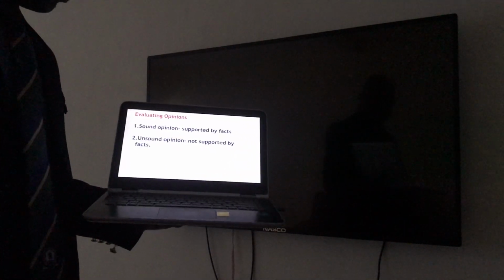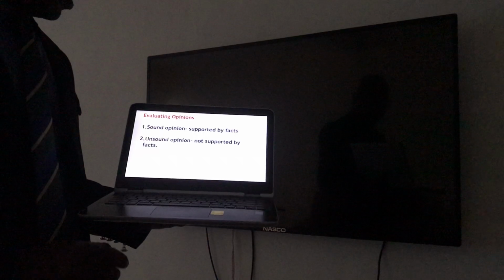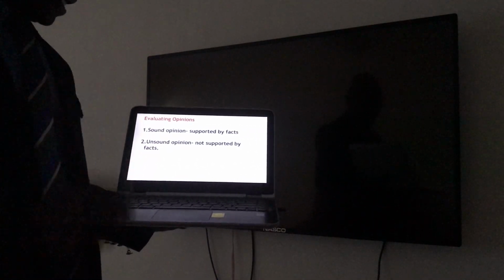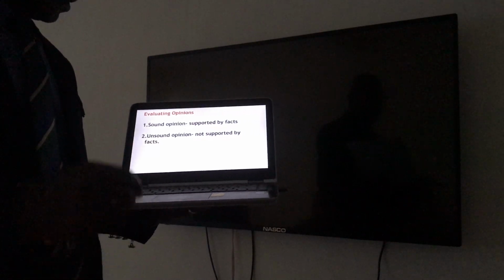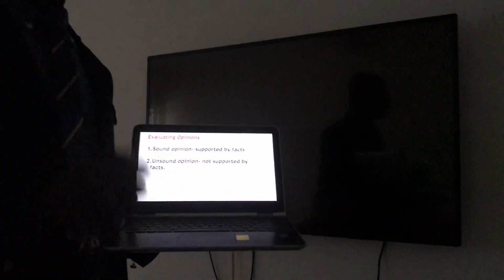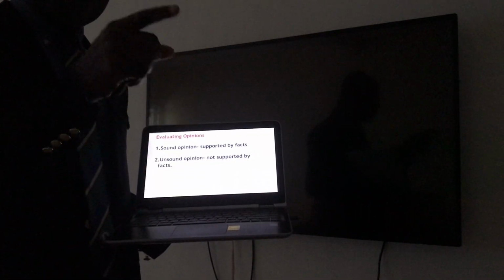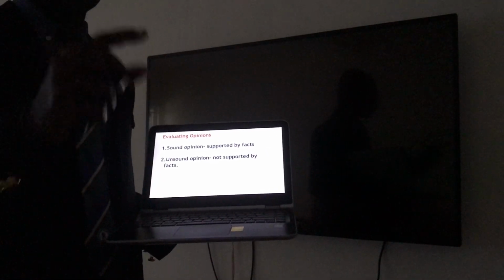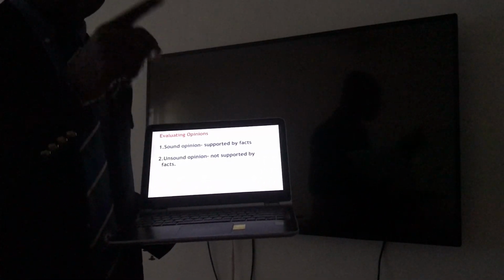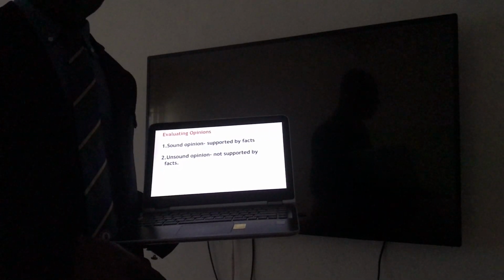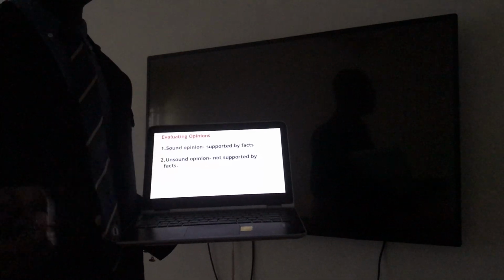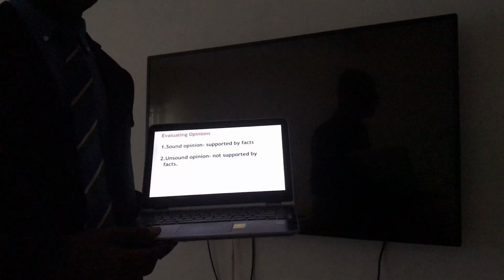And so if opinions are not supported by facts, then they are unsound. Remember that opinions supported by facts are sound. The ones that are not supported by facts are unsound. What that means is that, yes, you may have an opinion, but you could point to specific facts that support the opinion. So that opinion may not be completely useless. But if it does not have any fact to support it, then you can throw away the opinion.